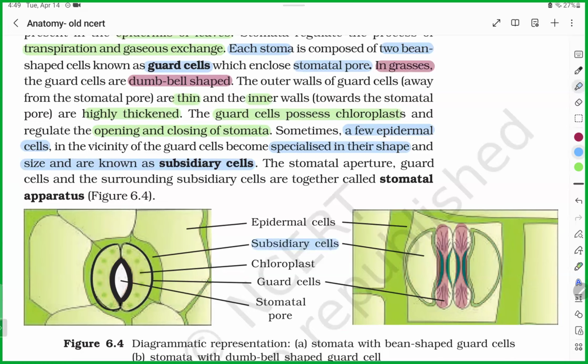Subsidiary cell is a special type of epidermal cell. If you look at the guard cell, they have chloroplast, and between the two guard cells we have the stomatal aperture. Correct? So stomatal aperture, guard cell, and subsidiary cell all together are known as the stomatal apparatus. Apparatus means a system made up of subsidiary cell, guard cell, and stomatal aperture, like a central pore.